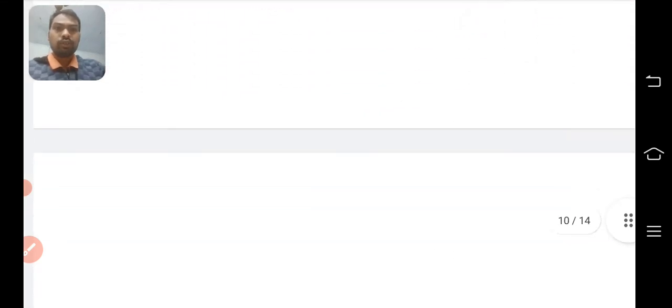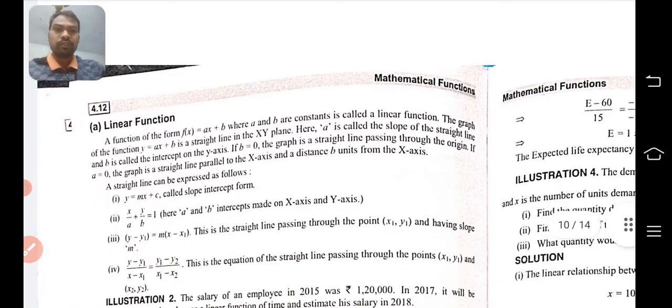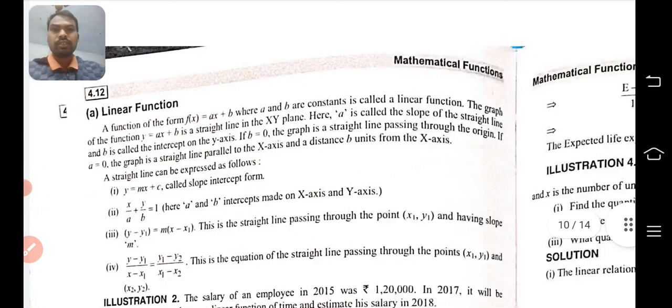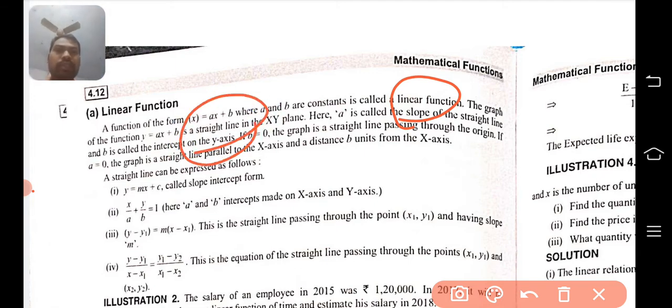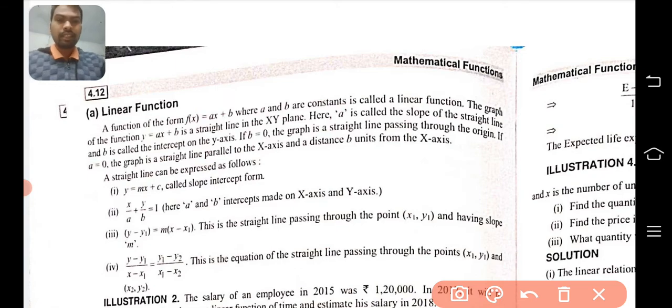So what is the meaning of a linear function? A function of the form f(x) = ax + b, where a and b are constants, is called a linear function. The graph of this linear function is a straight line. What will be the shape of the graph? It should be a straight line on the xy plane.